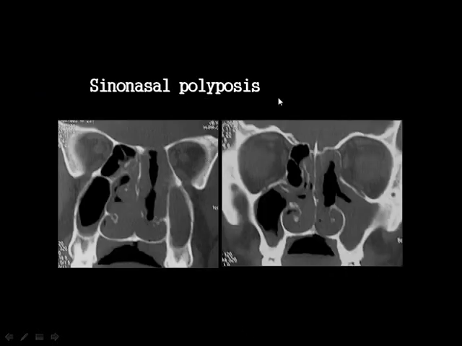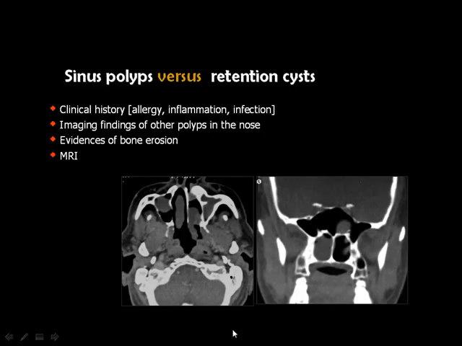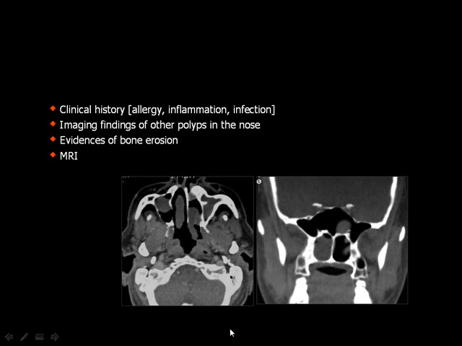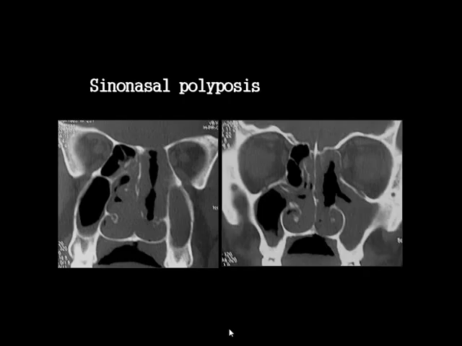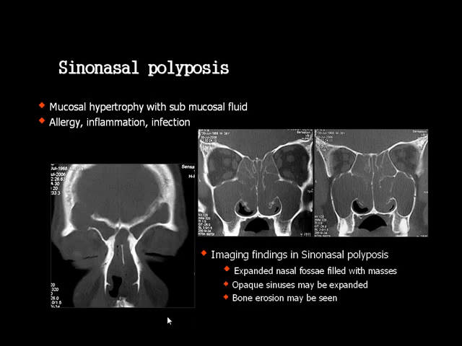This is another case of sinonasal polyposis type, and you can see the opacification of the maxillary sinus as well as the masses in the nasal fossa. Sorry. Sinonasal polyposis, erosion or expansion? Yes, this one you may see some.